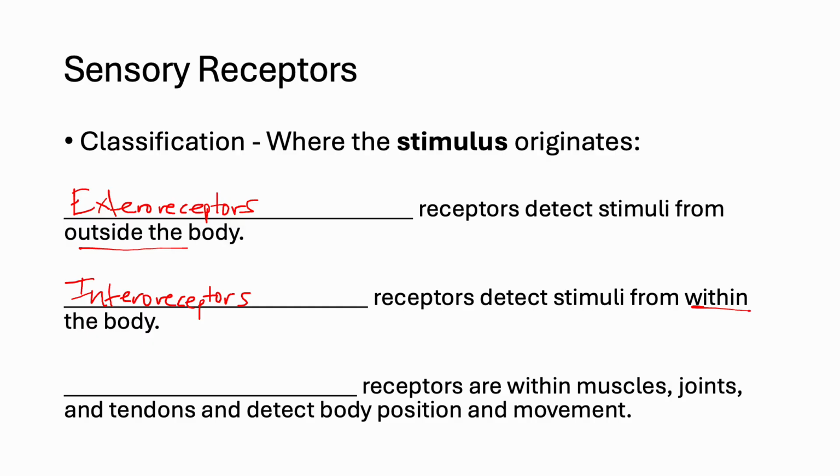And then the last one there is located within our muscles, joints, and tendons, and these are specific to helping us understand our body position and our movement. These are called proprioceptors.